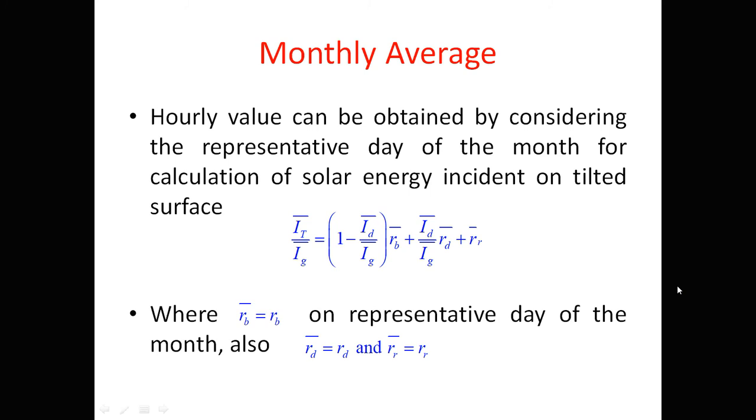So what is the monthly average? So hourly value can be obtained by considering the representative day of the month for calculating the solar energy incident on the tilt surface. So that will be represented as bar, IT bar by IZ bar equal to 1 minus ID bar by IZ bar whole into RB bar plus ID bar by IZ bar into RD bar plus RR bar, where RB bar is equal to RB on representative day of the month, and also RD bar equal to RD and RR bar equal to RR.